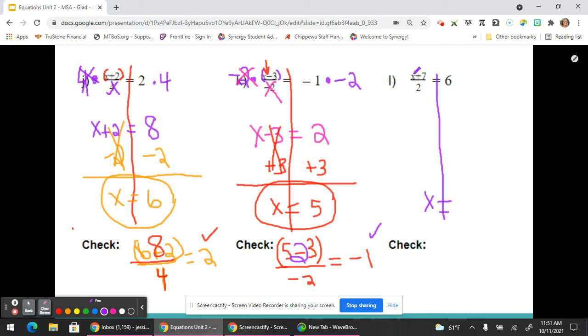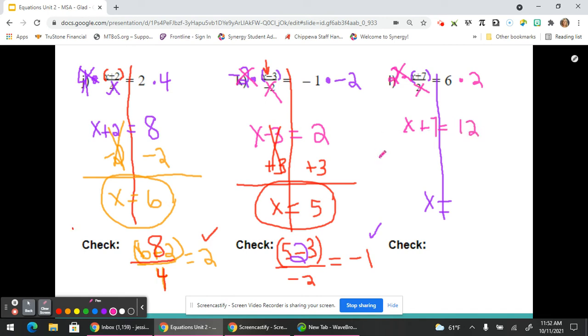So once again, in the numerator, this fractional part, x plus 7, is a grouping symbol. So I need to, first of all, remove this divided by 2. I'm going to undo this by multiplying by 2 on the left, multiplying by 2 on the right. So my times 2 divide by 2 cancels, and I've got x plus 7, which equals 12.